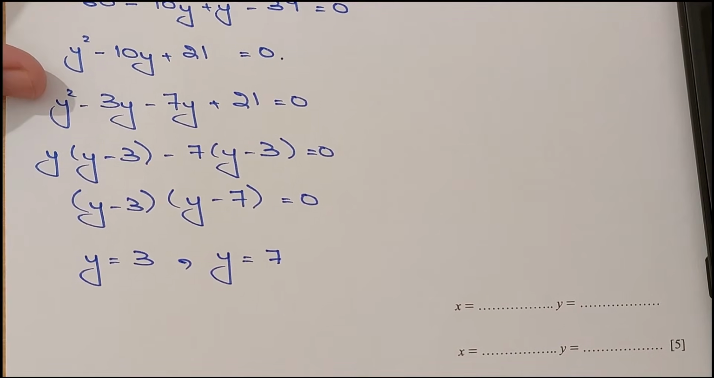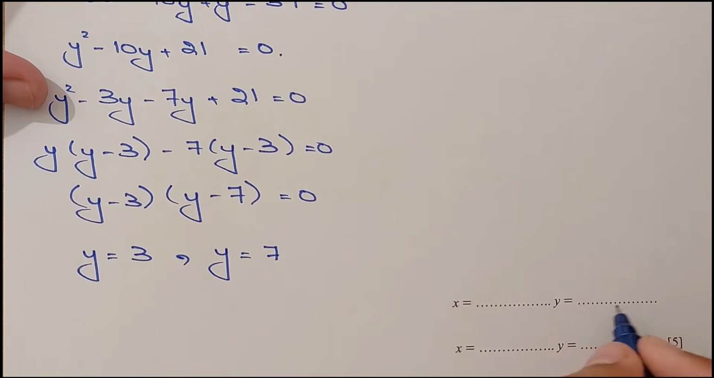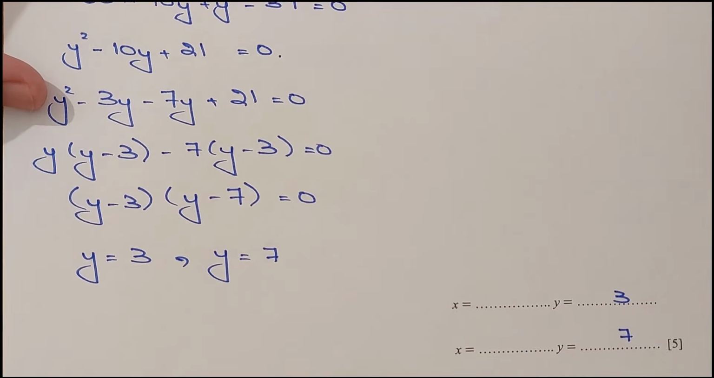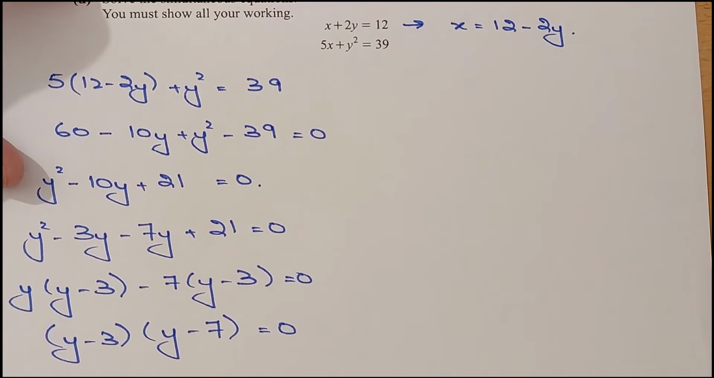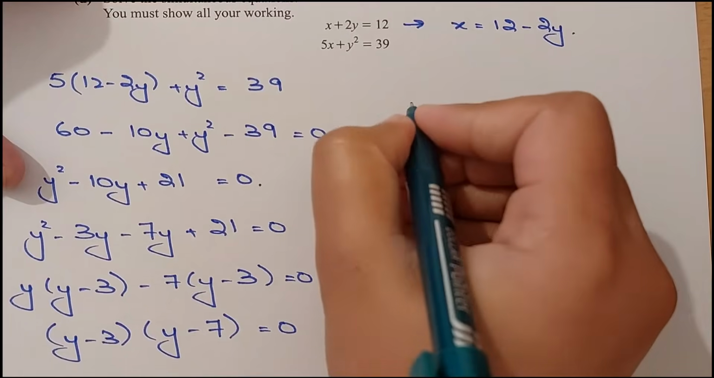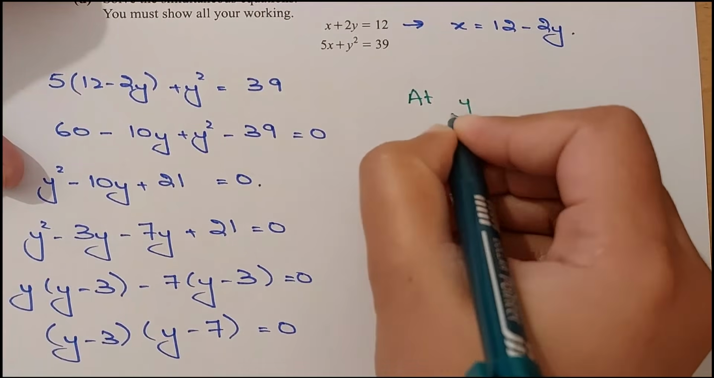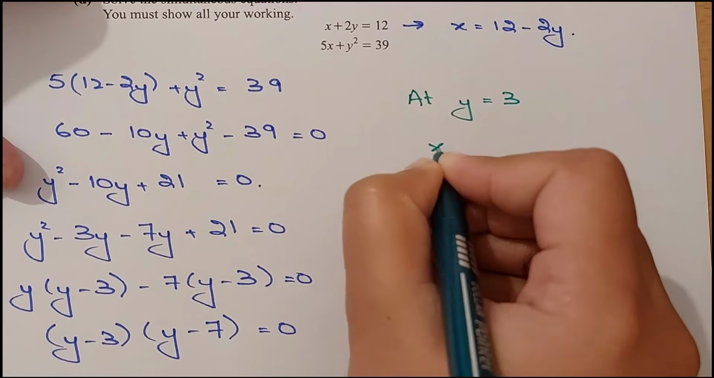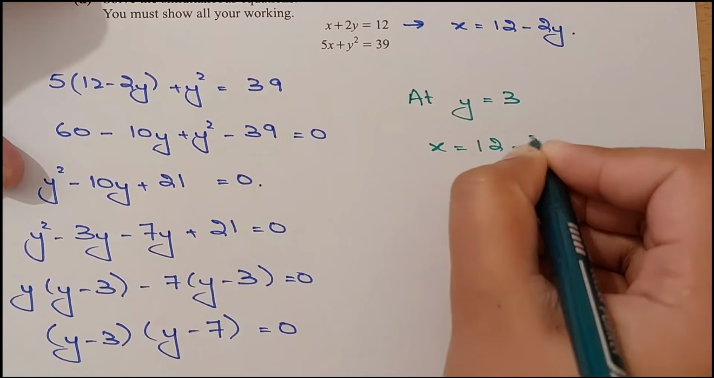3 and 7. So let me put these values 3 and 7. So when y is 3, what is the corresponding x value? So finding the x values by putting in this equation. So at y equals 3, what is x? x is 12 minus 2 times 3.